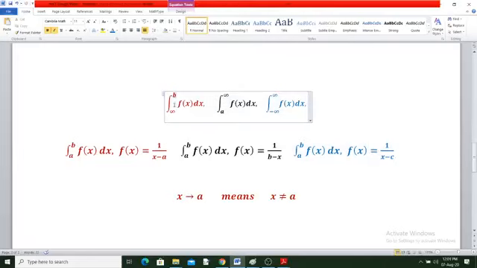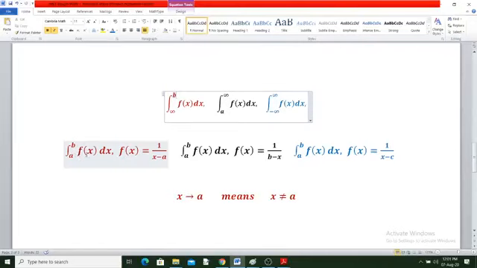So this is the improper integral of first kind and first type. This is improper integral of first kind, second type. This is improper integral of first kind, third type. When only your lower limit is infinity, this is called first kind, first type. When only your upper limit is infinity, this is called first kind, second type. And when both limits are infinity, this is called first kind, third type.